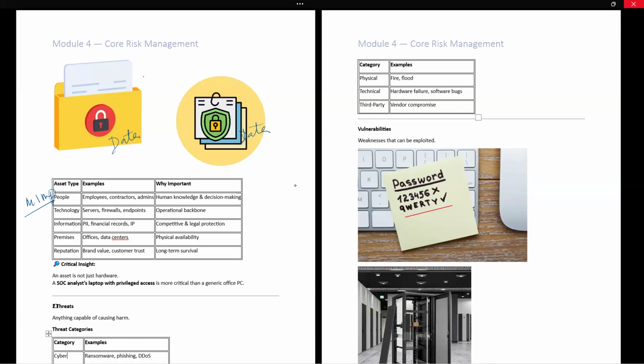So keep always in your mind that we have to first and foremost save human resources. Then we can go for technology like servers, firewalls, endpoints. Why are these important? Because they are going to be the operational backbone. Based on them only, you are operating your business. Then the information. Now we are talking about data, PII, personally identifiable information.